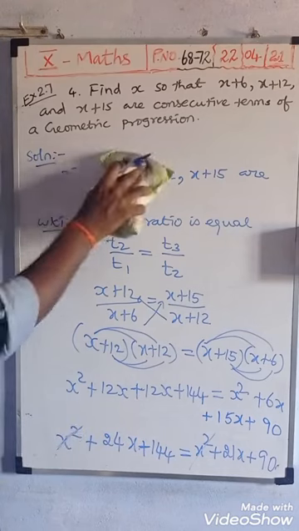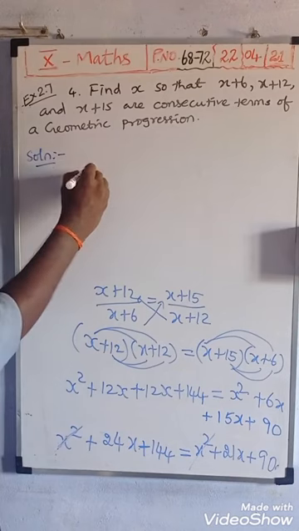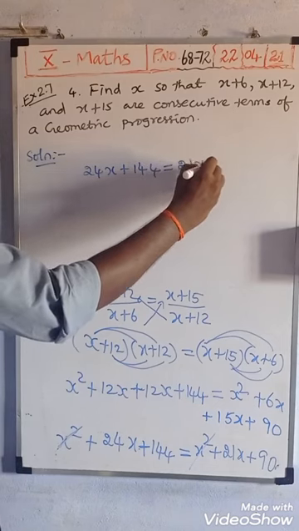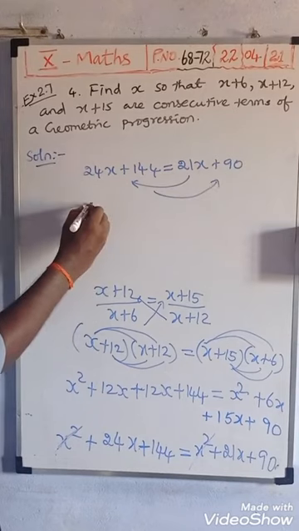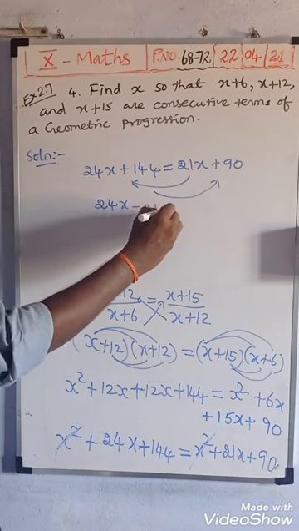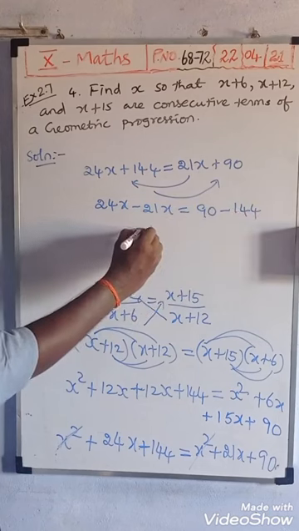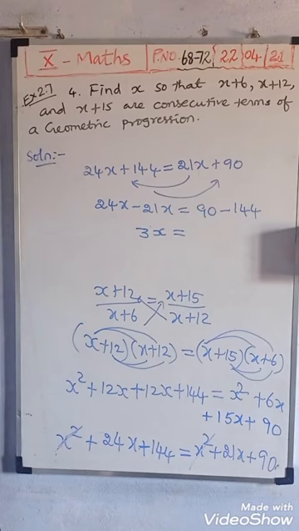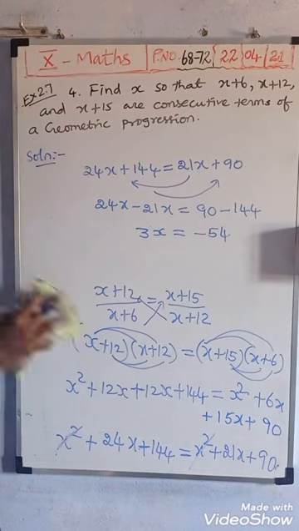Then we will receive 24x + 144 = 21x + 90. Now +21x comes to this side and 144 goes to that side. So we separate: 24x - 21x = 90 - 144. Now subtracting, 3x = -54.